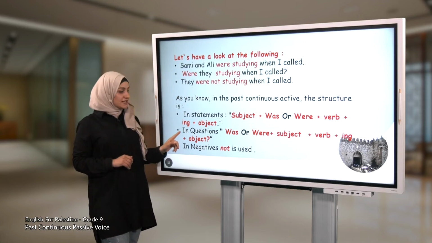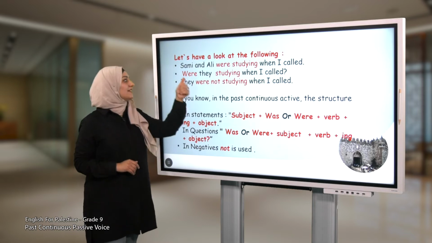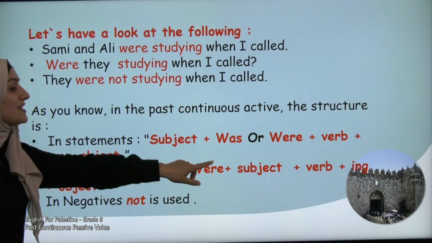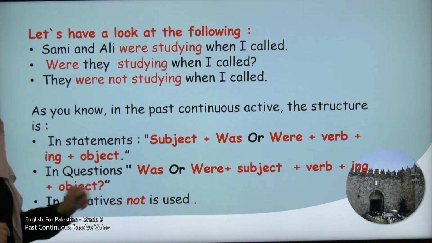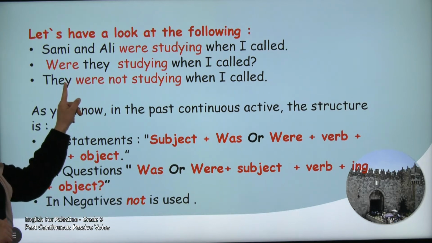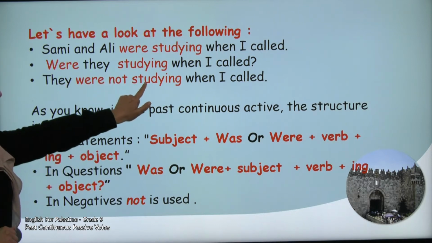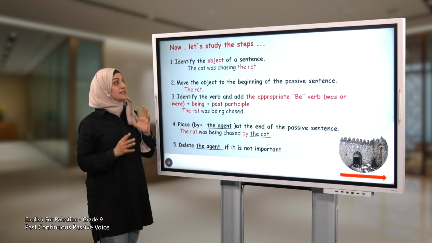If we have questions, the structure is was or were, like were they studying, plus subject, plus the verb with ing plus object if we have an object. In the negative form, always remember to add not after the verb to be. After was or were, we add not, then we continue with the verb with ing.